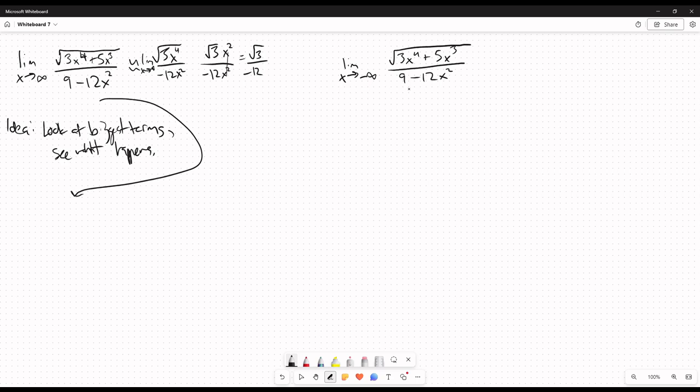Here we could do the same thing. What happens as x goes to negative infinity? Well, this will be about the limit as x goes to negative infinity of the square root of 3x to the fourth over negative 12x squared, which is still the square root of 3x squared over negative 12x squared. But we should check the signs again. In this case, we didn't have to do anything. The numerator is positive, and the denominator is still negative as x goes to negative infinity.